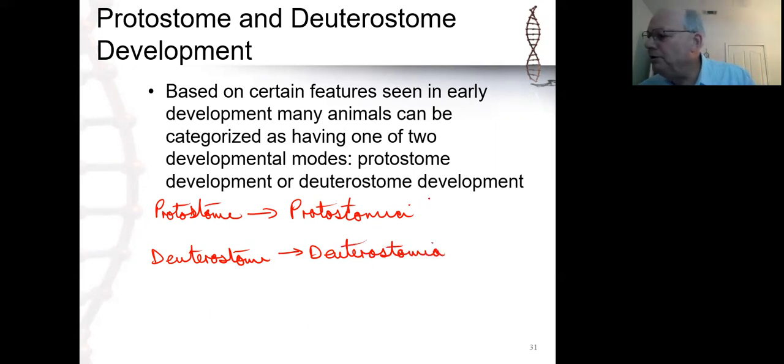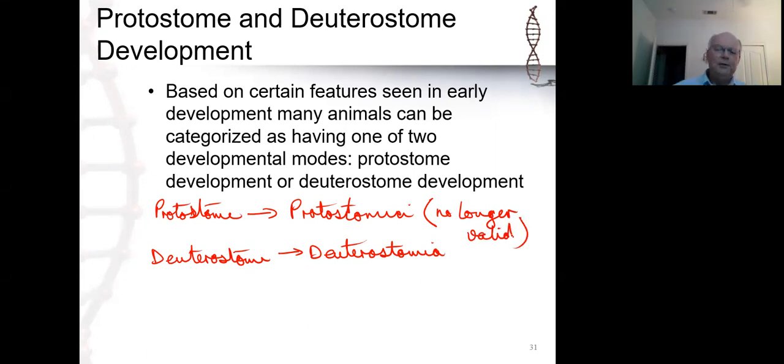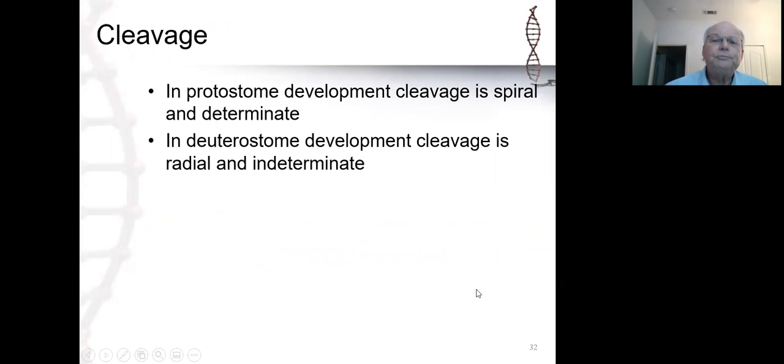But protostomia is no longer valid. We don't recognize it anymore. We still recognize the deuterostomia, and mammals belong to the deuterostomia as part of that clade, but we simply don't recognize the protostomia anymore. However, the protostome and deuterostome developmental paths are still recognized as being valid. So let's take a look at the various features that relate to that. So the first is the nature of cleavage.